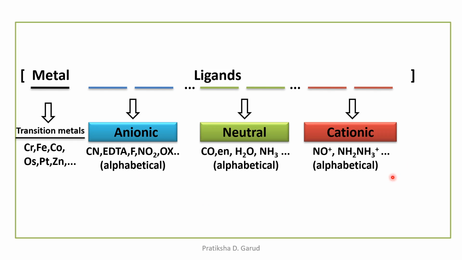So in the square bracket we have to put first of all the metals and then the ligands. The ligands are the negative ligands, neutral ligands and the positive ligands. Then outside the square bracket we have to put a charge, right? And the charge is the plus or the minus charge. So this is regarding when we have to write a formula or draw the structure of the complex.